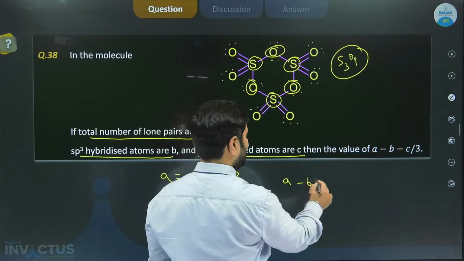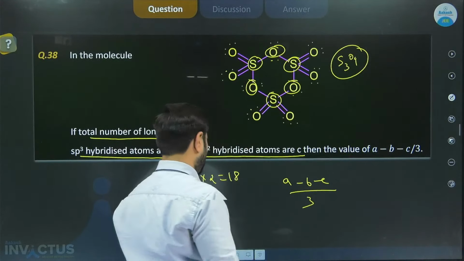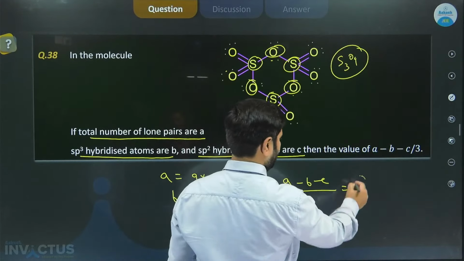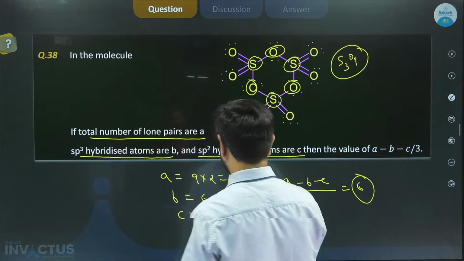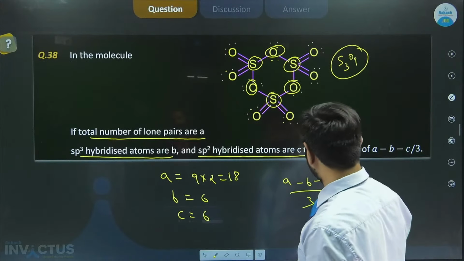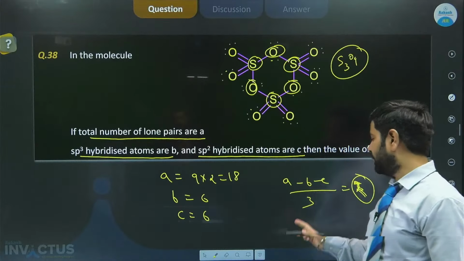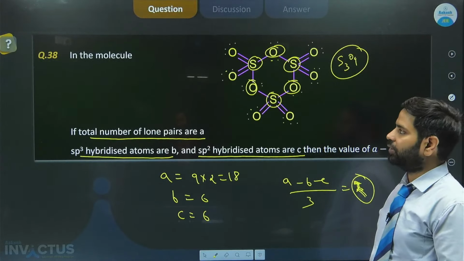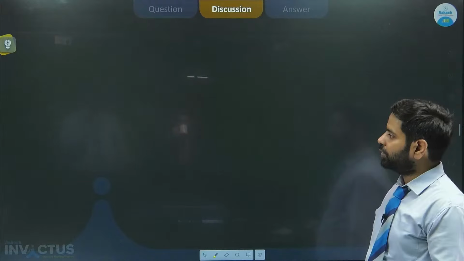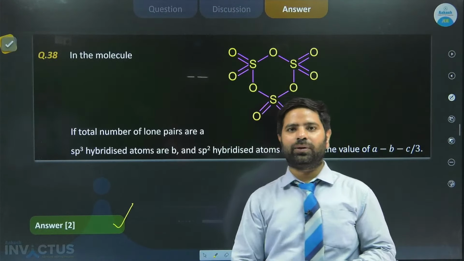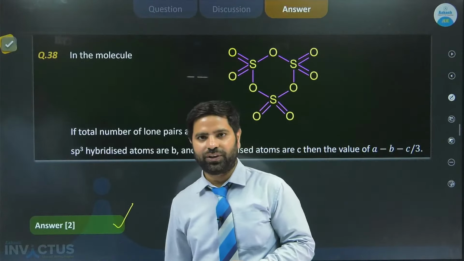So what do you have to calculate? A minus B minus C divided by 3. 18 minus 12 divided by 3. 18 minus 12 is 6, divided by 3, that is 2. So 2 would be the answer. Let's check the answer to this question. The answer given is 2. So this is about the chemistry discussion.